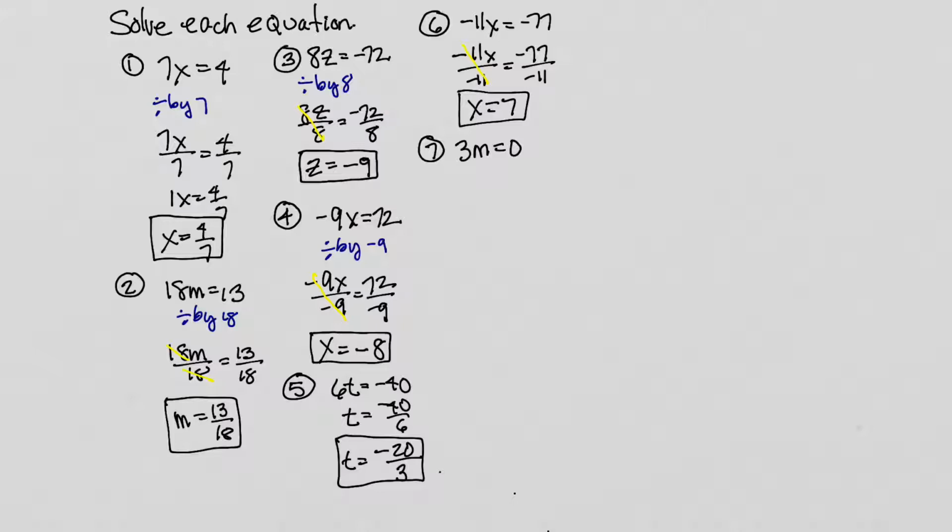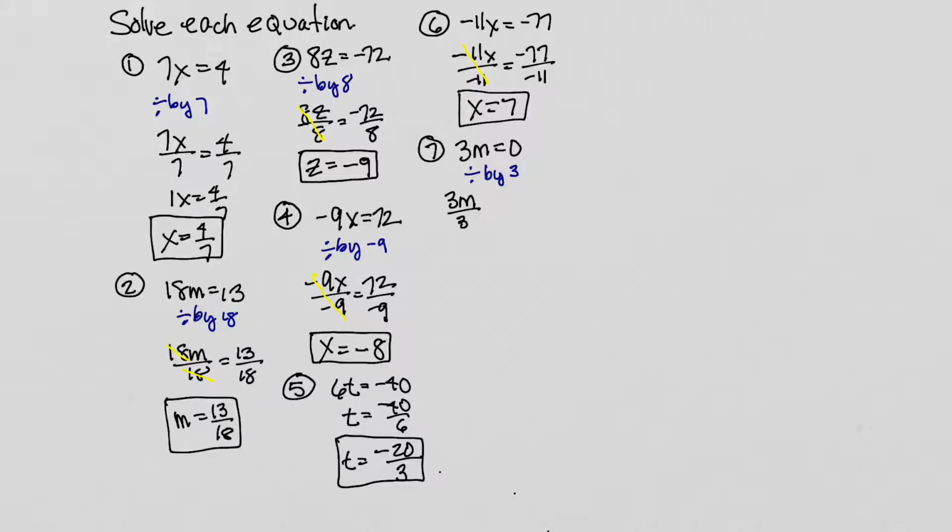Now, look at number 7 here. There's a couple ways we can do this one. First of all, we see a multiplication, so we can undo this multiplication with a division. I'll write that out this time. Here's one way to do this. We could divide by 3. Now, if we do that, it's going to look like this.